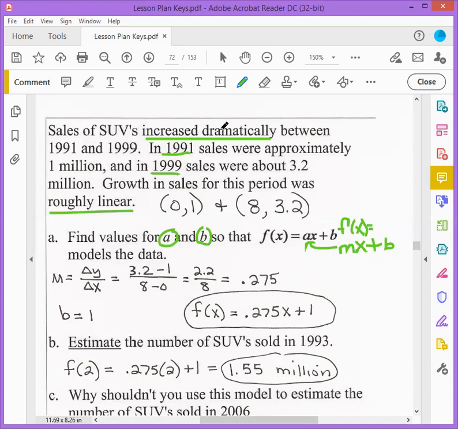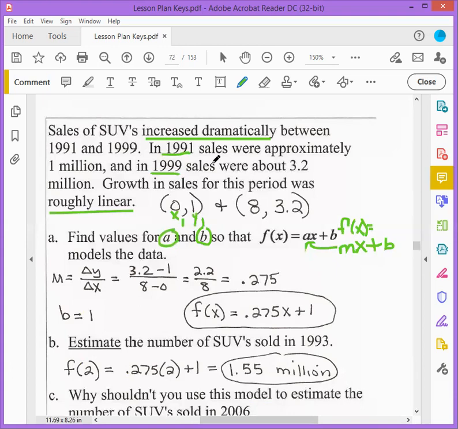Since the sales increased between 1991 and 1999, we're starting with 1991, that's 0 point. And remember, in 1991, we had approximately 1 million in car sales. So we use 1 to represent 1 million. That ordered pair is 0, 1. So this will be our x sub 1. This will be our y sub 1.